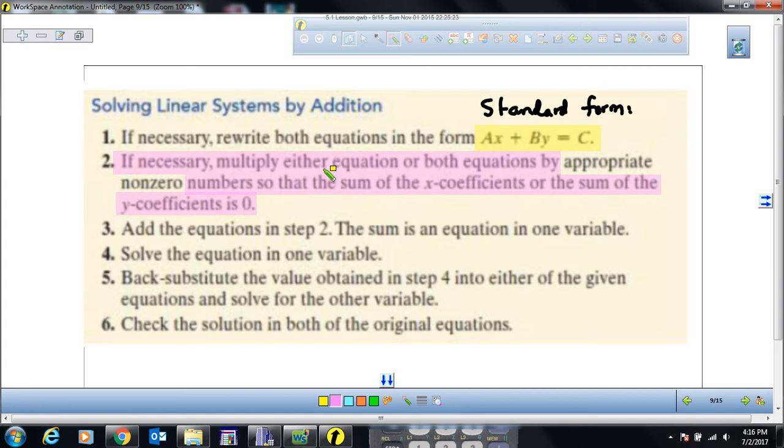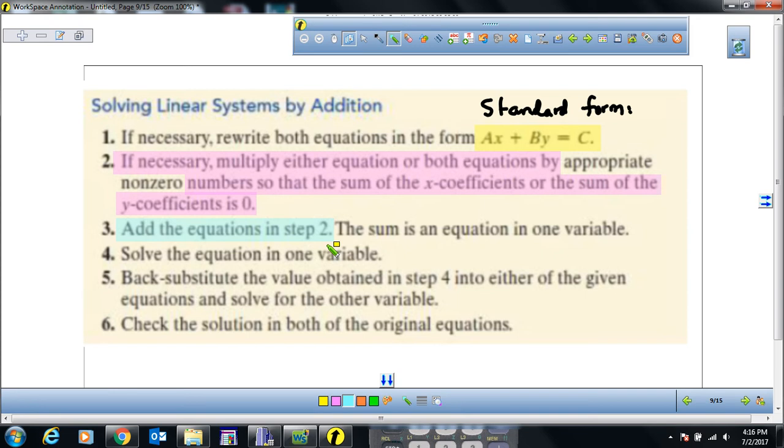So the goal for this is that you need to make either the x's or the y's become the same number with opposite signs by multiplying one equation or both equations by whatever is needed so that you make them become the same number. Now, after you make them become the same number, either the x's or the y's with opposite signs, then you're going to add both equations together. Now, when you add them, either the x's or the y's, whichever ones you make the same number with opposite signs, is going to cancel. Cancel means that it's going to become a 0.